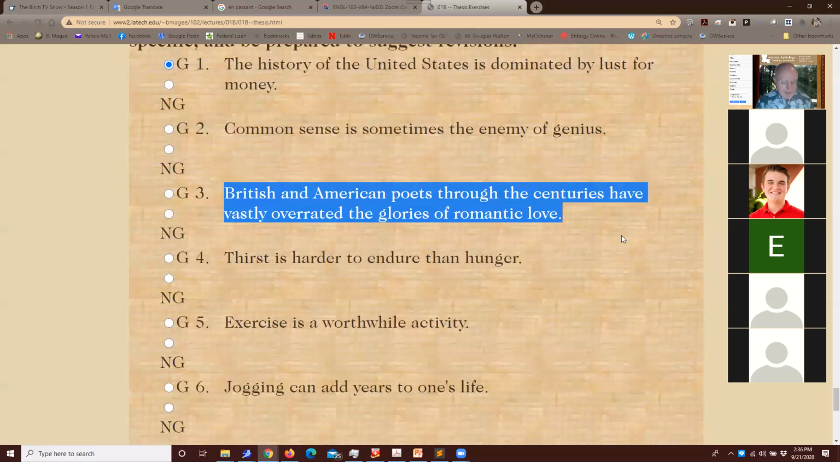Number 3. We did O'Brien already. Pepper. British and American poets through the centuries have vastly overrated the glories of romantic love. I would say yes, it is. All right. How many continents do we have in this thesis statement? Those are countries, I believe. Well, but how many continents are they on? We're starting big. 2 continents.